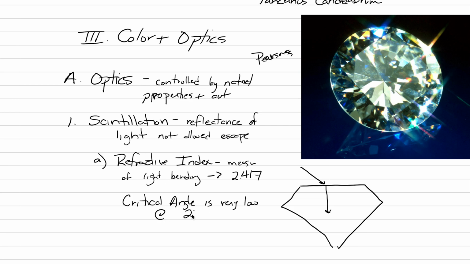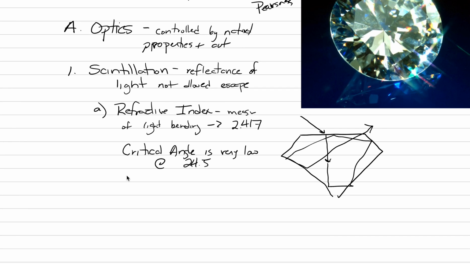At 24.5. So that means any angle greater than 24.5 cannot escape the stone. It will come and it will bounce, right? And you'll just keep getting reflections off of the different facets to create our scintillation. That is how that one works.